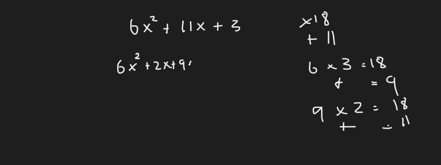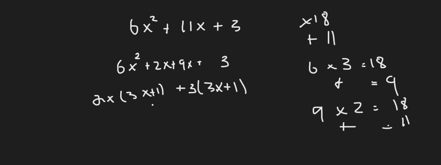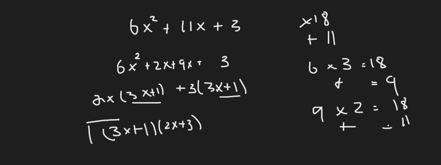Now we do the same thing, replace 11x with 9x plus 2x. So you get 6x squared plus 2x plus 9x plus 2. Now we simply factor 2x, we get 3x plus 1. And here we factor out 3, so plus 3, we get 3x plus 1. This is called factor by grouping. Now we factor out 3x plus 1 as a common factor, and we get 2x plus 3 as our other binomial. That's it.